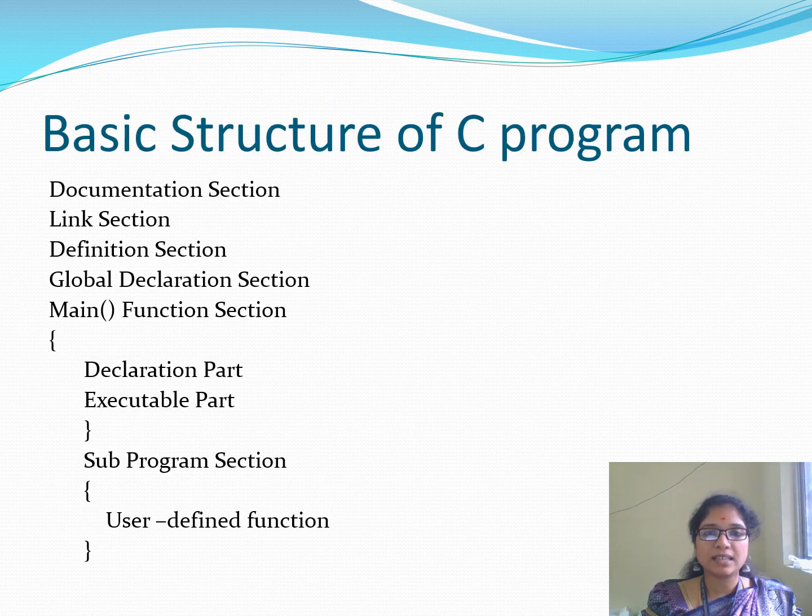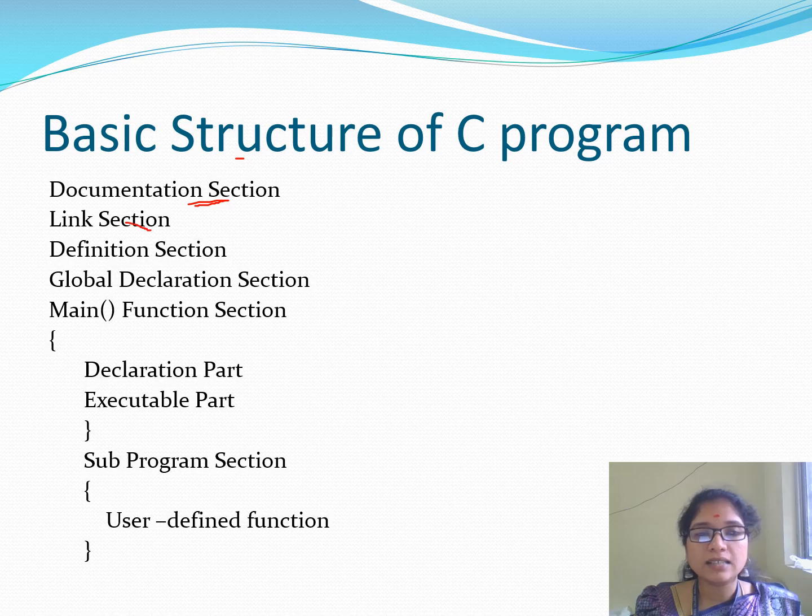Next, this is the basic structure of a C programming language. The first one is the documentation section. In this section, the overall program is documented for future reference. And then the linking section. This linking section mainly links the library files and other functions. For example, hash include stdio.h. These are in the linking section. And then the definition section.